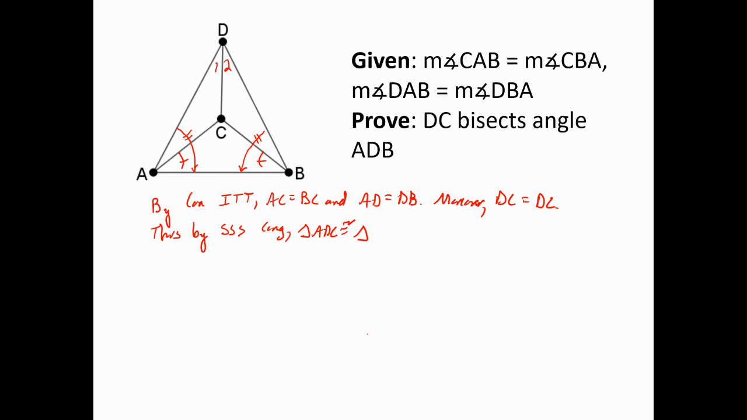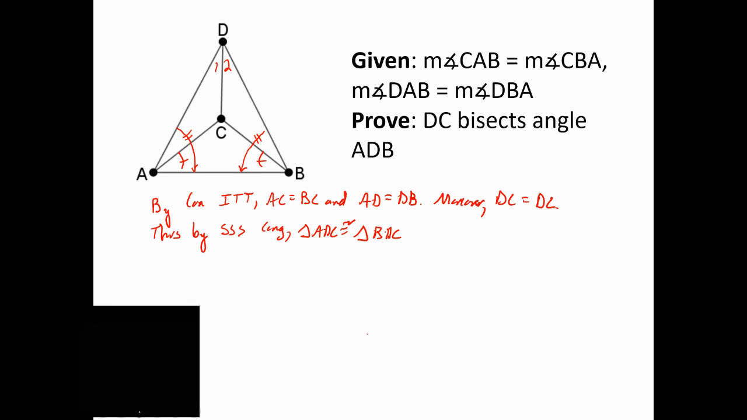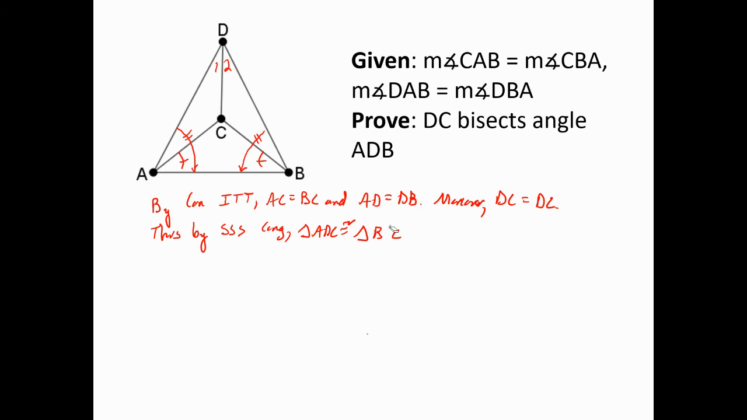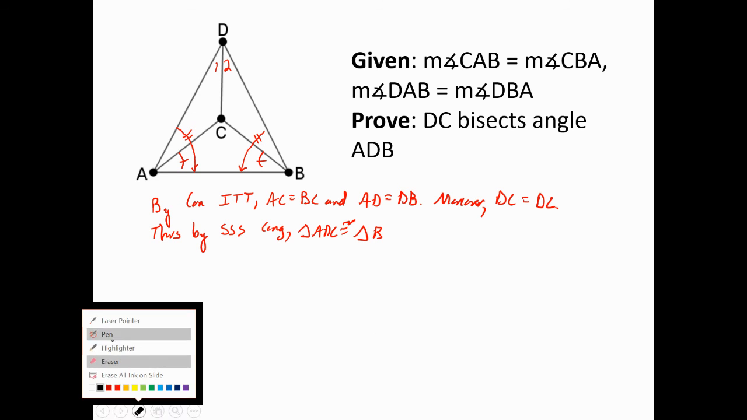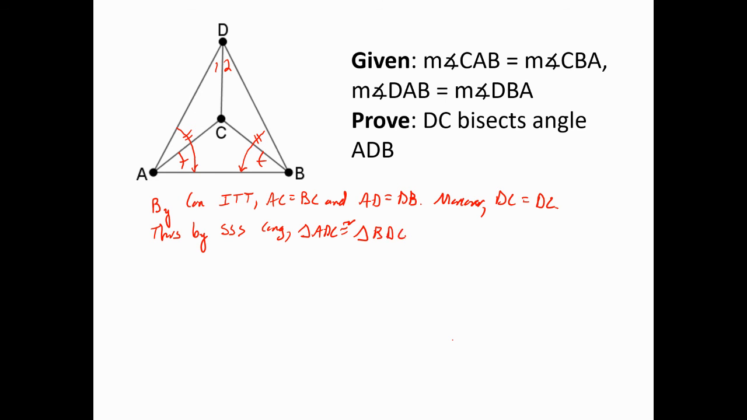careful about the order of the letters. If I said ADC for the first, it would have to be BDC, DC. Tell you what, I'm going to clean that up a little bit. BDC for the second. And then we get to finish the proof up.